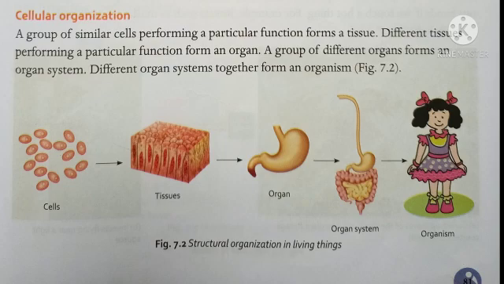Now a group of similar cells that perform a particular function form a tissue, as you can see in the diagram. After that, a group of tissues performing a particular function in the body form an organ. And a group of organs interacting with one another to perform a particular life process is called an organ system, as you can see in the diagram. And after the combination of all the organ systems, an organism is formed, like a human being.